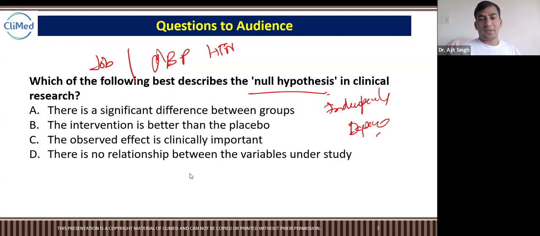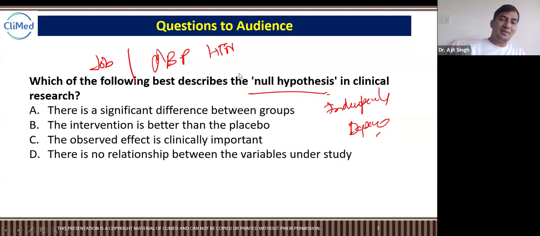Independent variable like time? No, I'm not asking time. I'm asking in the job and hypertension, what is independent and what is dependent? Okay, so job is the independent variable here and hypertension is the dependent variable.